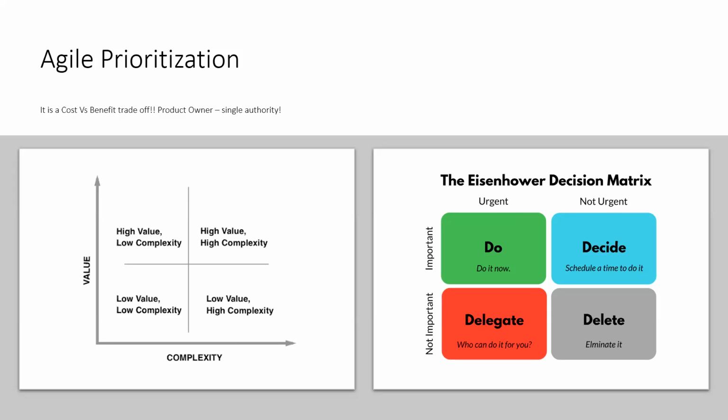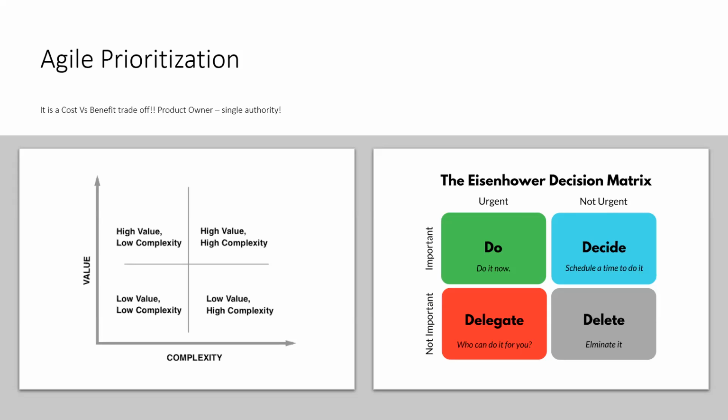So if you look at both of these matrices, both follow a similar template. They are trying to reduce the complexity as well as increase the value at the same time. And as I said earlier, low value, high complexity, I may not do it at the end. It's the same thing here. Not urgent, not important, not required at all.